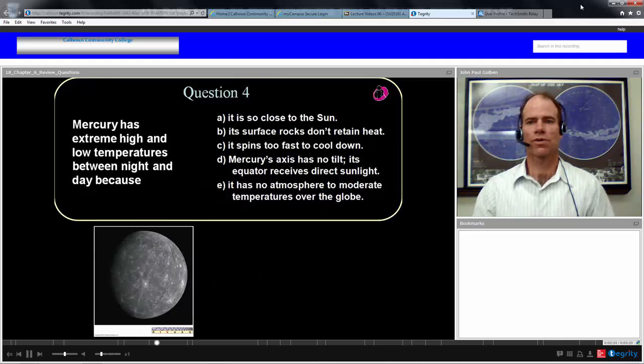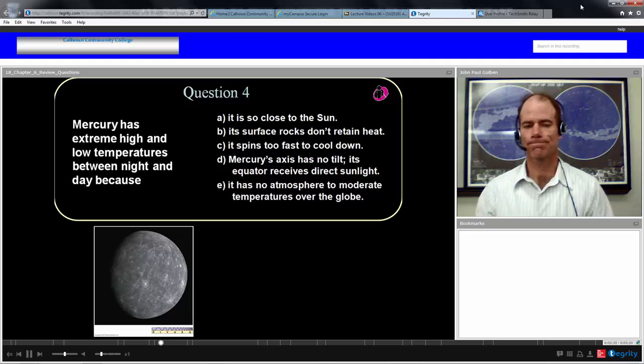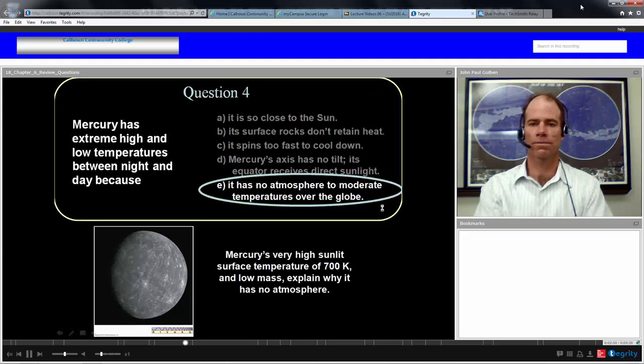Mercury has extreme high and low temperatures between night and day because it has no atmosphere. There's no mechanism to help mitigate temperature and spread it around the globe. So when it's hot, it's hot, and when it's cold, it's cold. There's no mitigation going on. So let's see, which answer is that? It has no atmosphere to moderate temperatures over the globe.